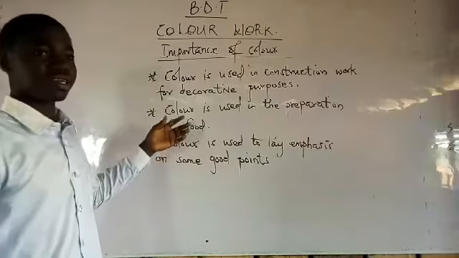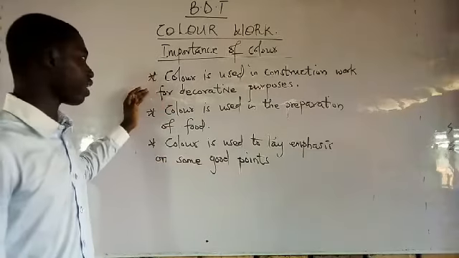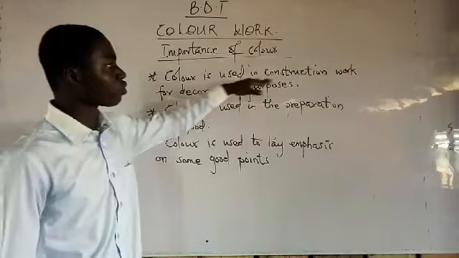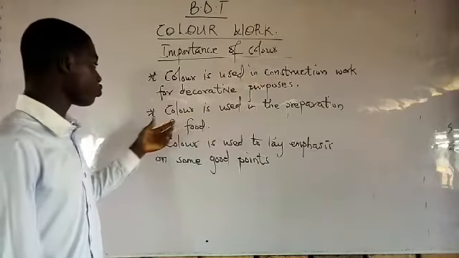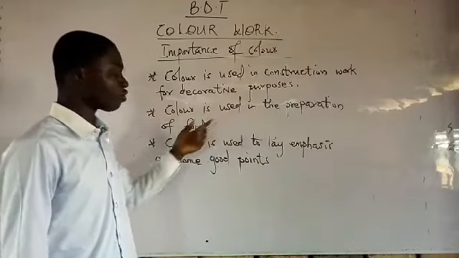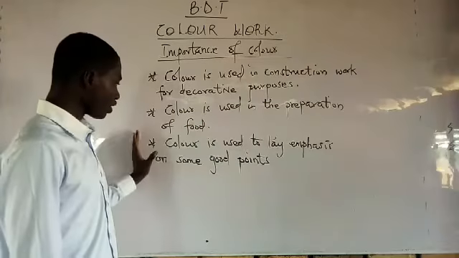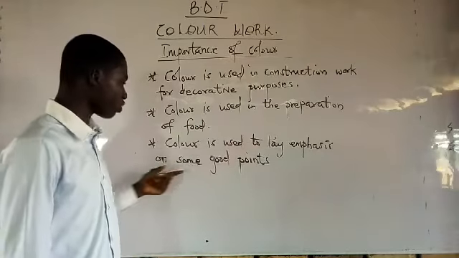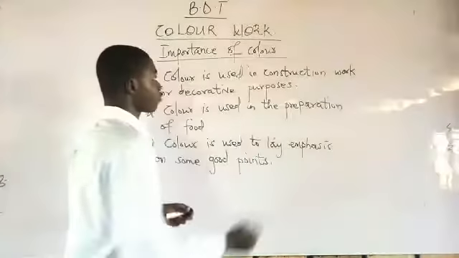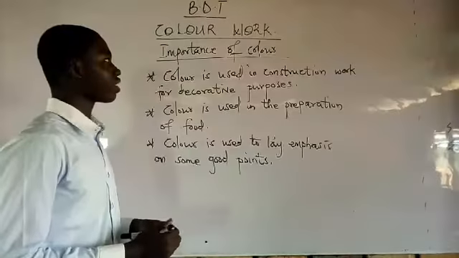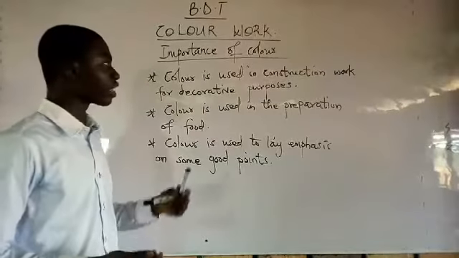Okay, so let's take these three importance of color. The first one is color is used in construction work for creative purposes. Two, color is used in the preparation of food. Then the last one is color is used to lay emphasis on some good points. Okay, so that's it for the importance of color. Then we say bye bye to color work.